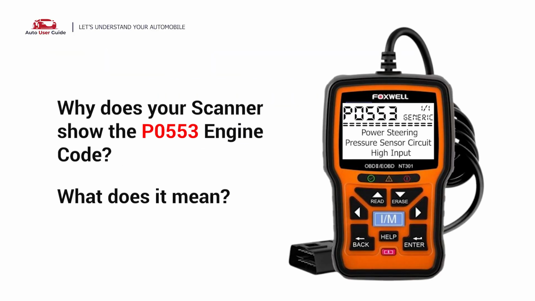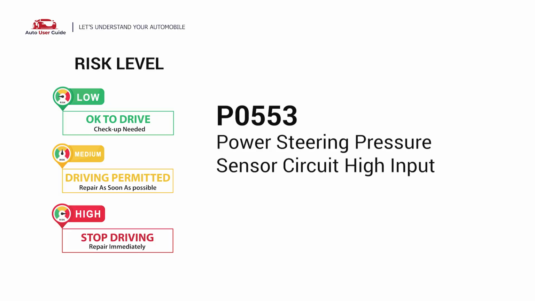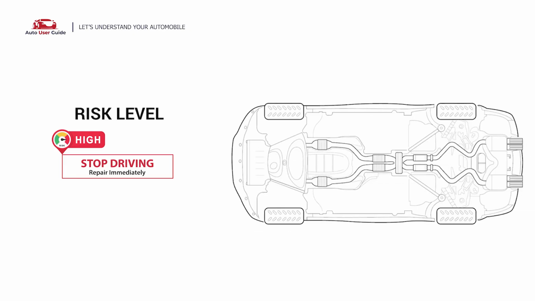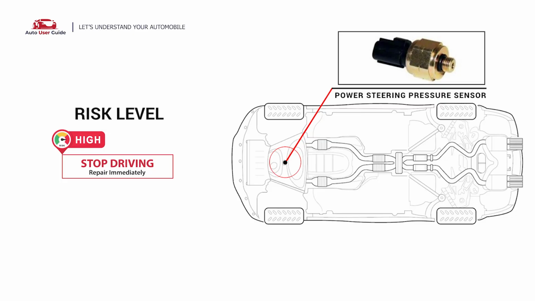Why does your scanner show the P0553 engine code? What does it mean? P0553 is a diagnostic trouble code for power steering pressure sensor circuit high input. The P0553 engine code indicates your vehicle's engine computer is detecting an unusually high voltage signal from the power steering pressure sensor.